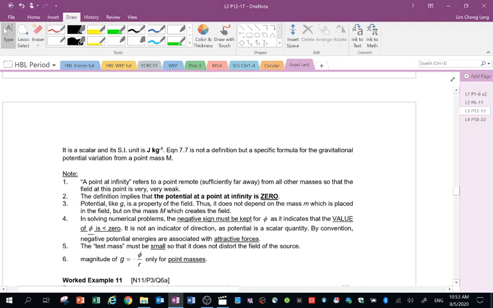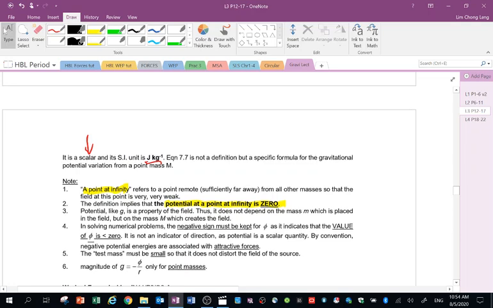Gravitational potential, like potential energy, is a scalar. So it has a unit joules per kg because just now we learned this as work done per unit mass. I already mentioned to you that a point of infinity is actually a point very far away. It's not very well defined. It's just a point far away. By definition, potential at infinity is zero, same as gravitational potential energy. Both of them are zero at infinity.